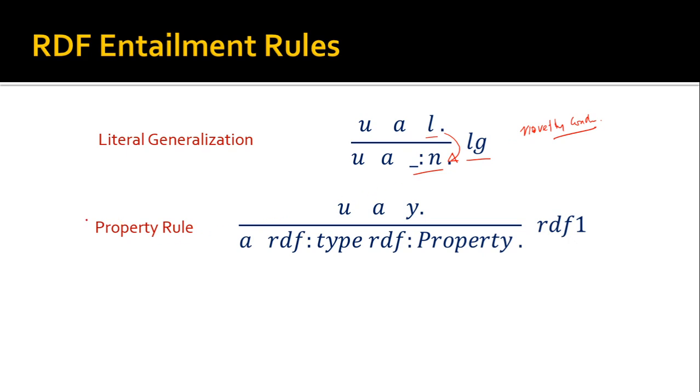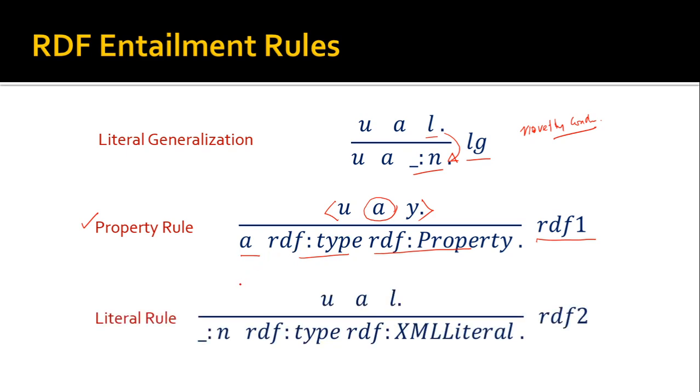So we have a rule called the property rule, which says that if you have something like this, say U, A, Y, as a triple in your knowledge base, then you know that A is a type of RDF property, right? So this is RDF entailment rule number 1. We know this, right? This A is an instance of property, a type of property. So we are asserting this, or we can infer this.